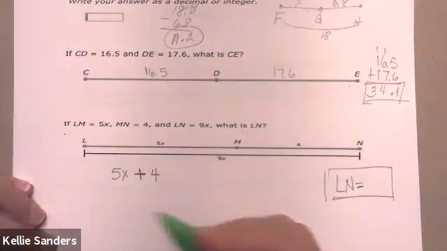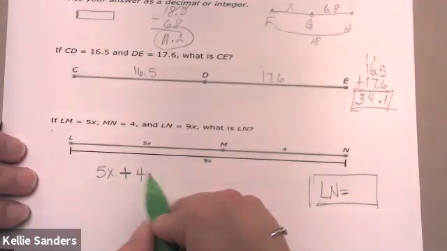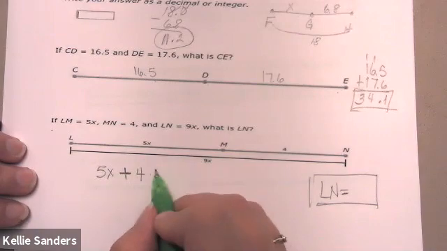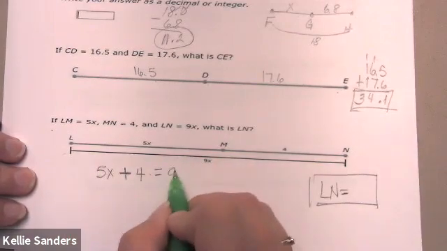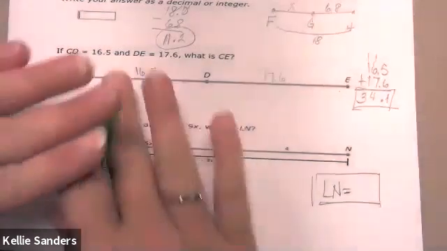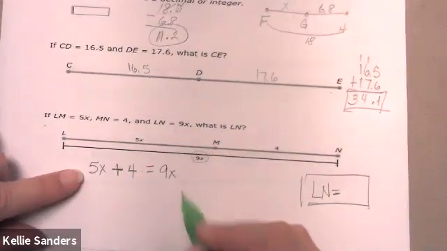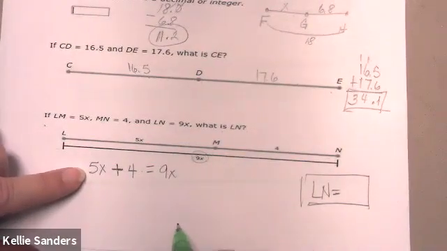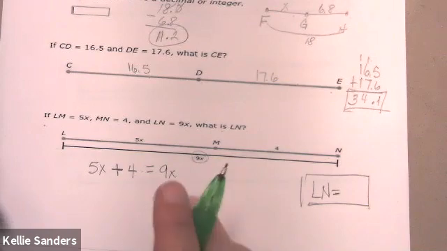Now, we can't add them. We can't actually put 5 and 4 together because they're not like terms. The 5 has an x and the 4 doesn't. But the whole thing does equal 9x because of this right here. So now I'm going to forget about the picture, and I am just looking at this equation. From Algebra 1, you know that whenever you have an equation like this, you want to get x by itself. You want to solve for x.